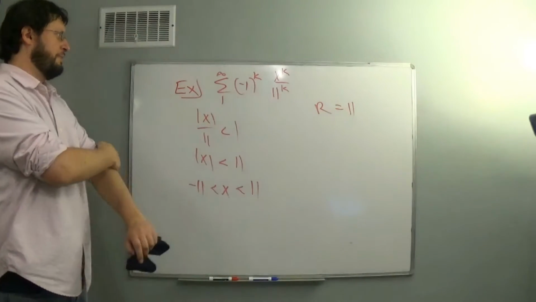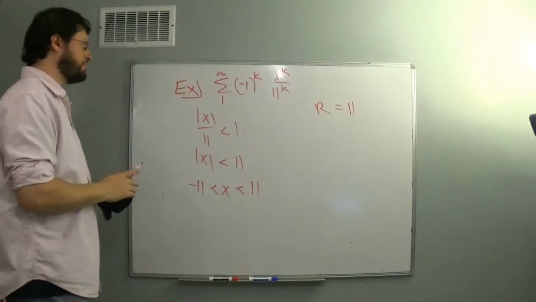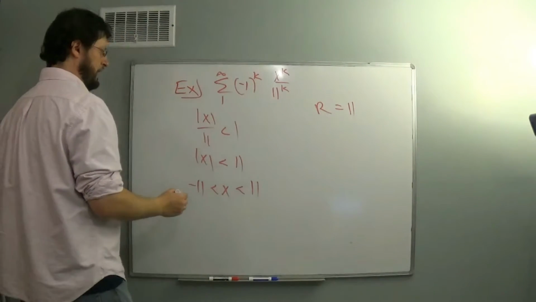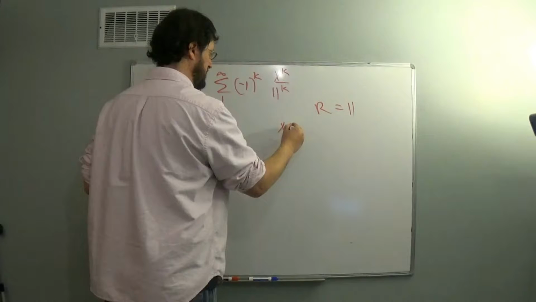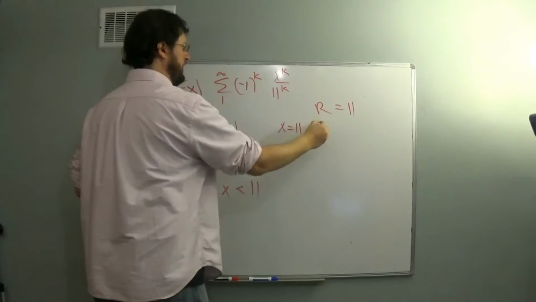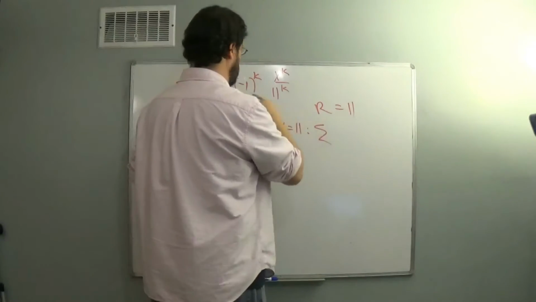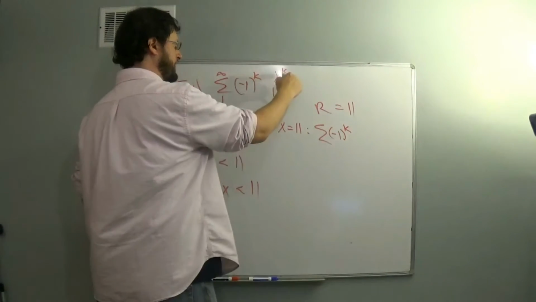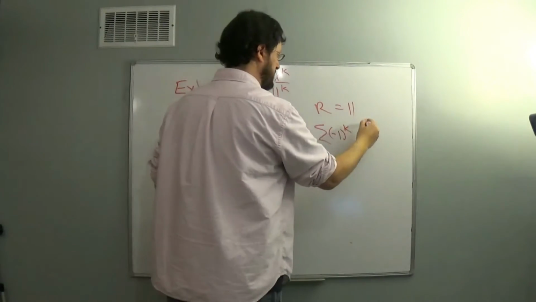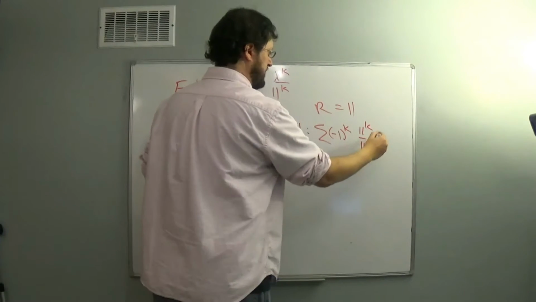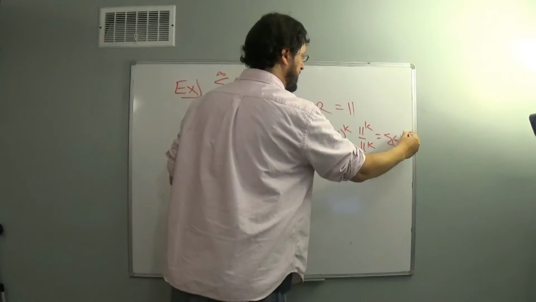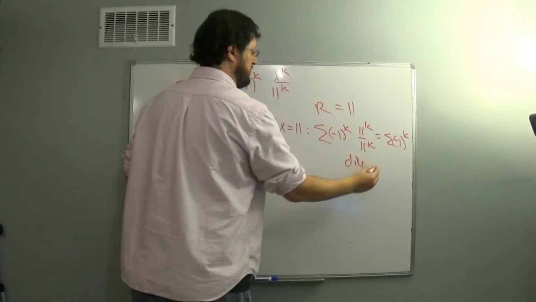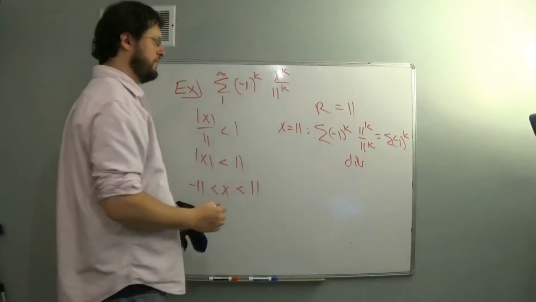Finally, what happens at the endpoints? If x is equal to 11, then this becomes the sum of negative 1 to the k, 11 to the k over 11 to the k, which is the sum of negative 1 to the k, which diverges. We've seen that 3 or 4 times already for these examples.